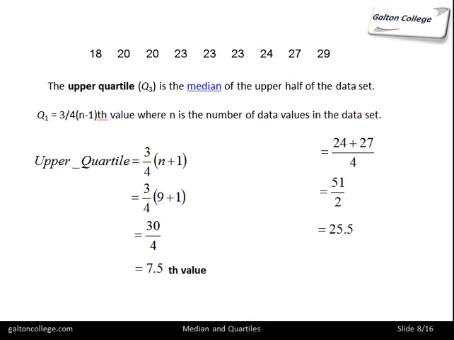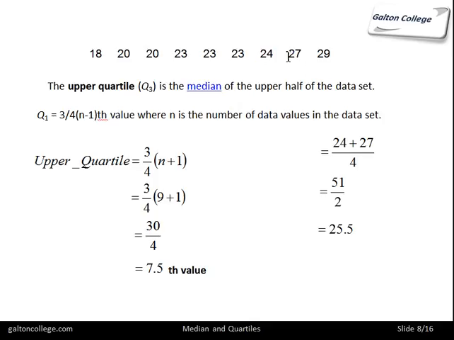The upper quartile is 3/4 of the way along the line. So we take our formula, Q3, 3/4 of the way along. Again, we have 9 plus 1, which is 10. 3 times 10 is 30. 30 divided by 4 is 7.5. Count along: 1, 2, 3, 4, 5, 6, 7. 7.5 is somewhere in there. And what we do now is take an average of those two and say that is the third quartile.